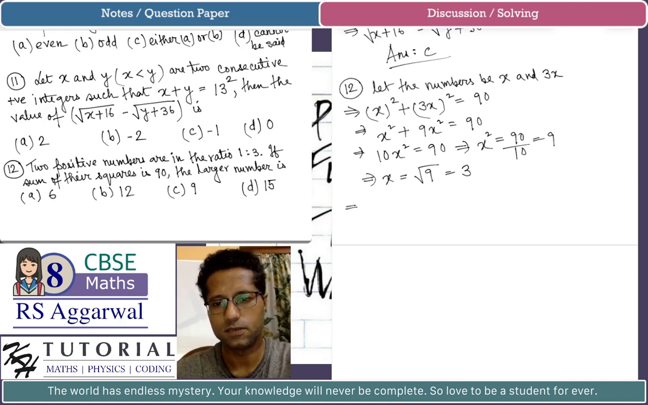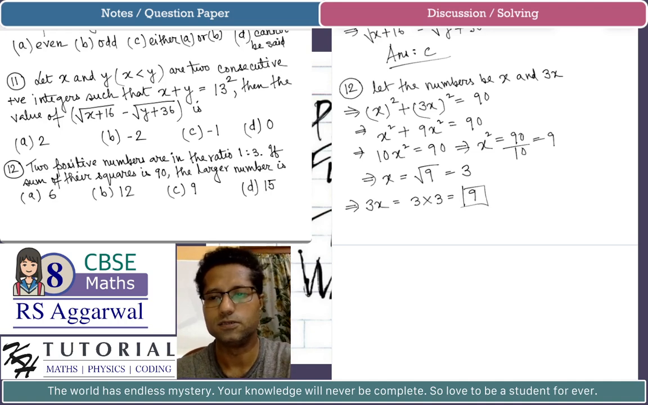Now what it is asking is the larger number. This implies the larger number is 3x. 3x is equal to 3 multiplied by 3, that is 9. So 9 is the larger number, and the correct choice is C.